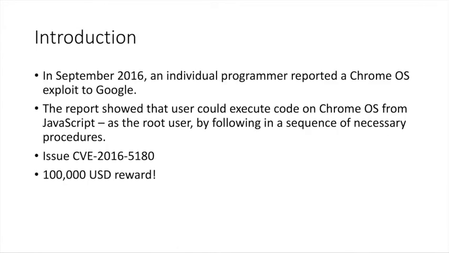Okay, let's start. In September 2016, an individual programmer reported a Chrome OS exploit to Google. The report shows that a user could execute code on Chrome OS from JavaScript as the root user by following a sequence of necessary procedures. The issue was named CVE-2016-5180. I think it should be the worst possible exploit of Chrome OS. And actually, the bug finder got 100,000 US dollars for it. Let's go into the issue.